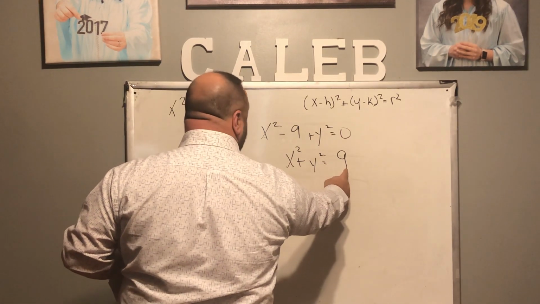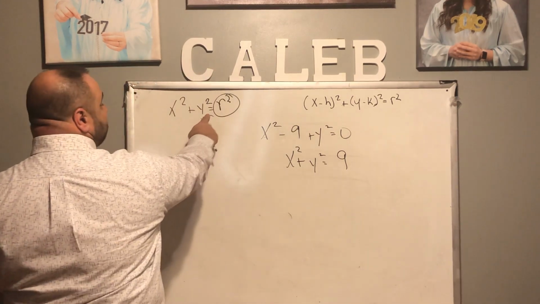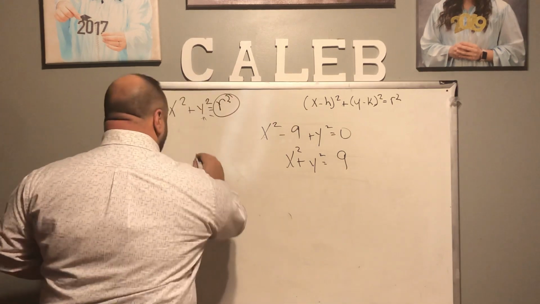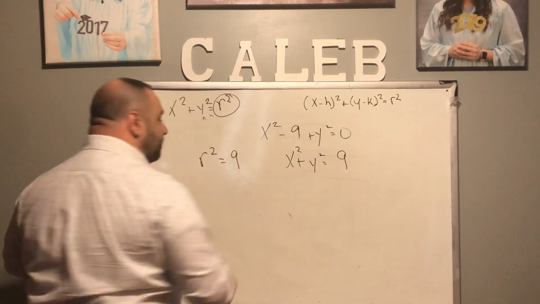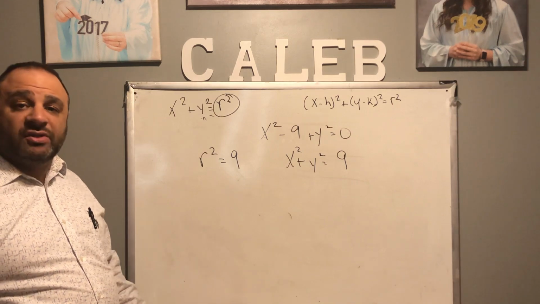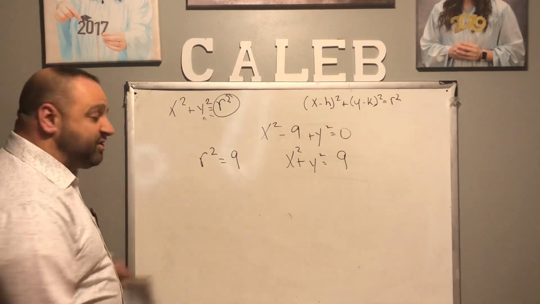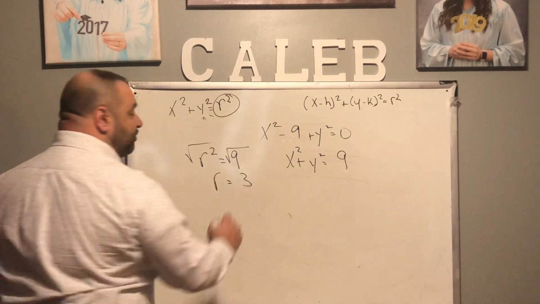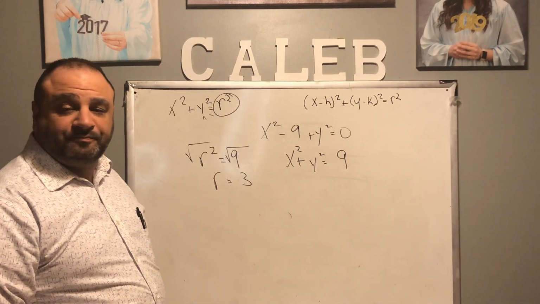So r is 9. See right here in this equation how it's set up, what's on the r side of the equal sign, right? So we're going to say r squared equals 9. How do I find the radius? How do I get r by itself? I just simply find the square root of both sides, so r equals 3.